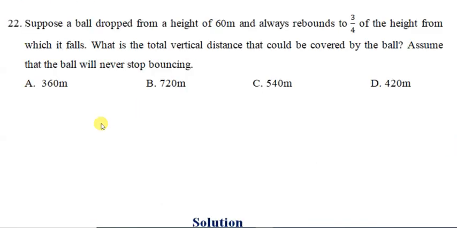Question 2 says, suppose a ball is dropped from a height of 60 meters and always rebounds to 3/4 of the height from which it falls. What is the total vertical distance that could be covered by the ball, neglecting air resistance again? Assume that the ball will never stop bouncing. That is what the question says. This is different from the previous question. The previous question deals with when the ball is thrown upward, and in this case, when the ball is simply dropped.